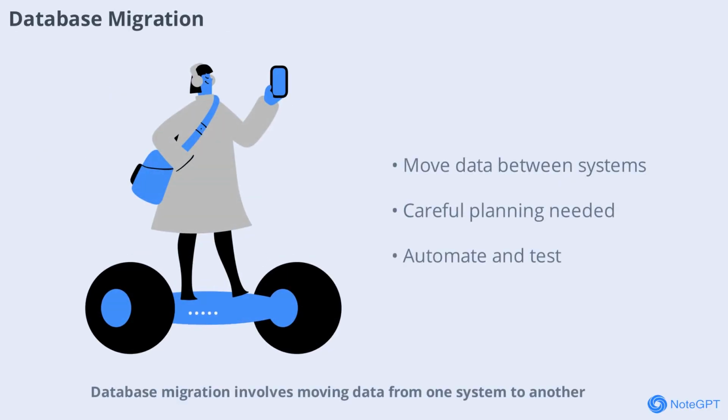Database migration involves moving data from one system to another, such as upgrading to a new platform or switching to the cloud. This process requires careful planning to avoid data loss and minimize downtime. Tools and scripts can help automate migration, but thorough testing is essential. Successful migration ensures your data remains accessible and secure. In the next scene, we'll look at data warehousing and how it supports business intelligence.